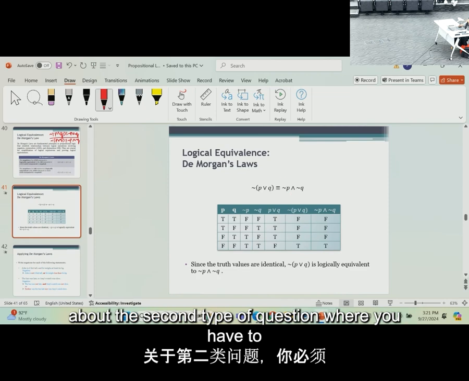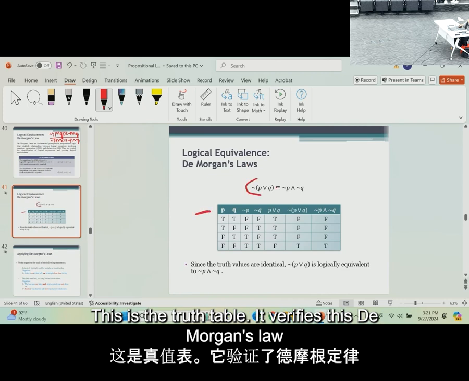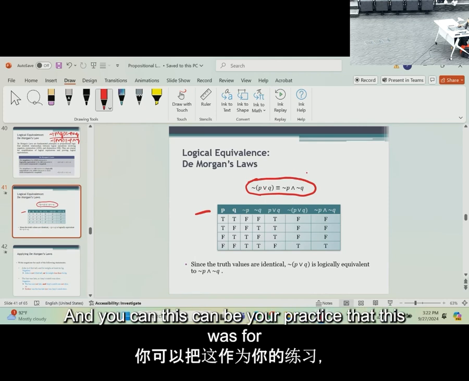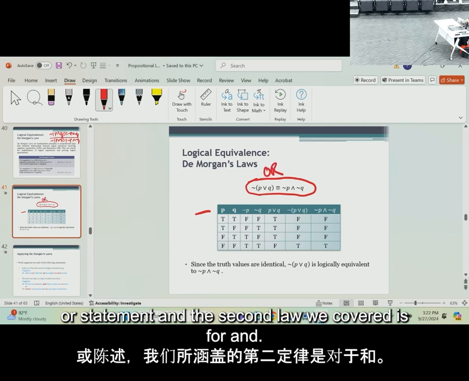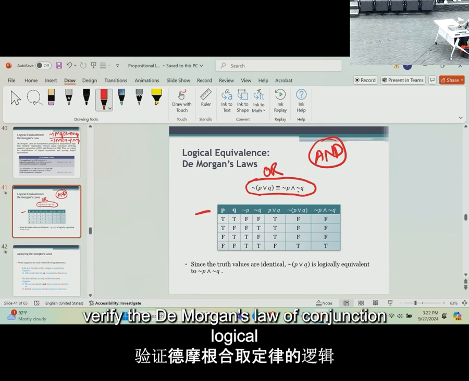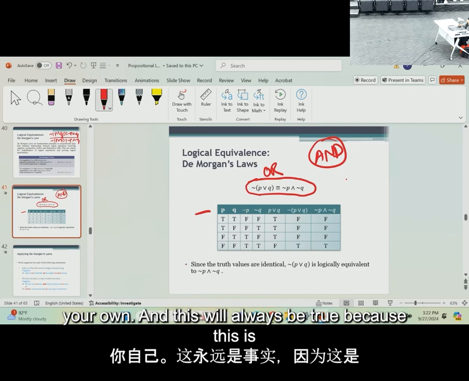And here I told you about the second type of question, where you have to verify a given law. So here we have an example for that. This truth table verifies this De Morgan's law, De Morgan's law for the OR statement, or for disjunction. This was for the OR statement, and the second law we covered is for AND. So you can draw the truth table for that and verify the De Morgan's law of conjunction, okay, logical equivalence for conjunction. You can try that out on your own.